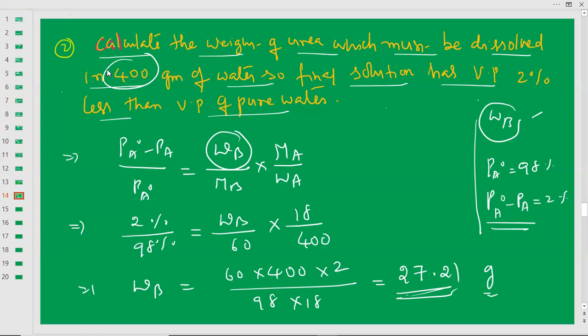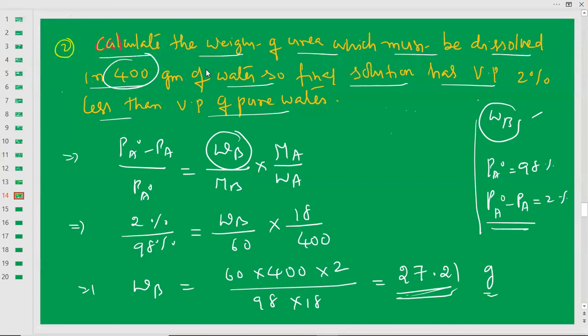So in this, the question that we have to understand here is: the solution has a vapor pressure 2% less than the vapor pressure of water. If you consider the vapor pressure of water as 100%, the total vapor pressure is 100%, and the solution vapor pressure is 98, and the change is 2% here. So that we have noticed.